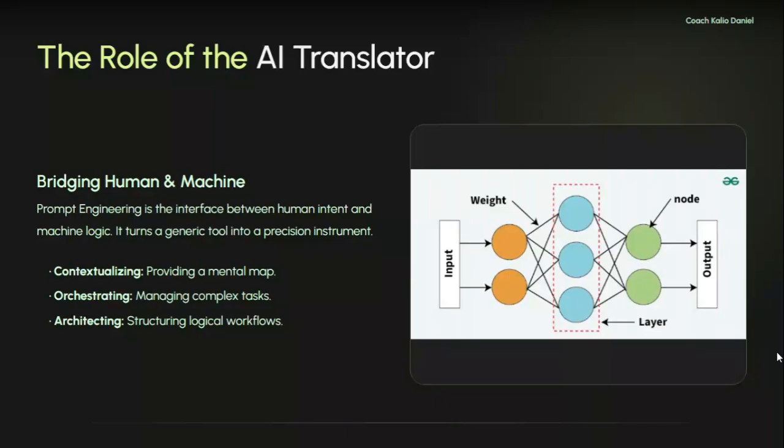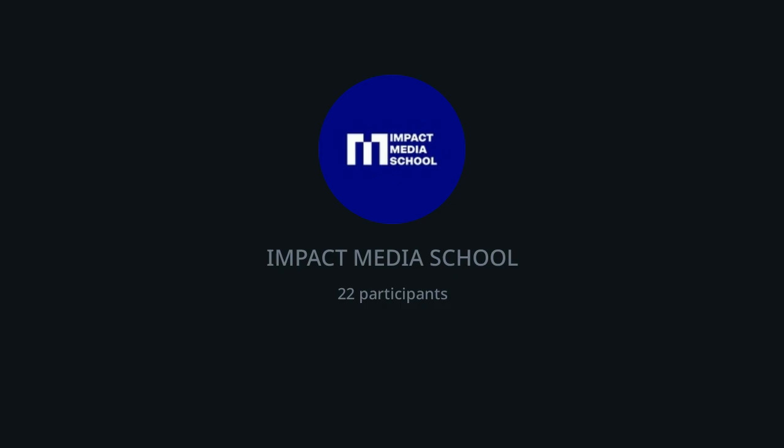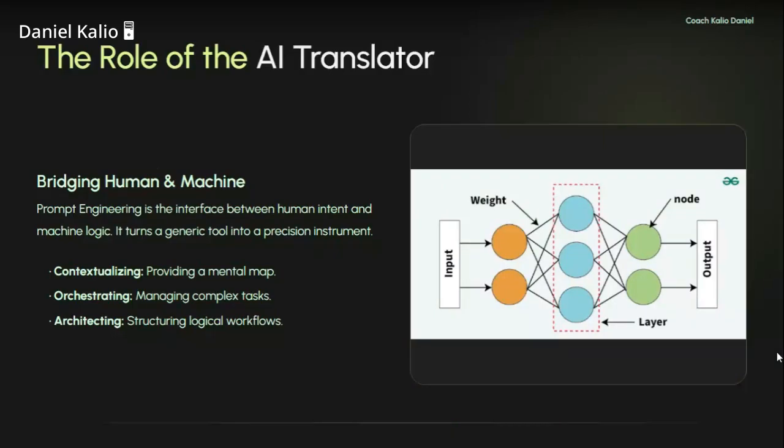So what is an AI translator? The role right now for the AI translator, one, is conceptualization. You're providing a mental map that the AI is going to follow. The AI knows, okay, this is really what I want, this is really what this individual wants. One, the next is that you are managing.